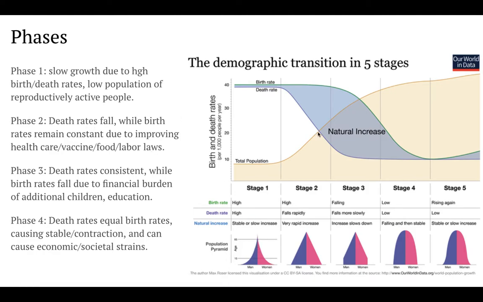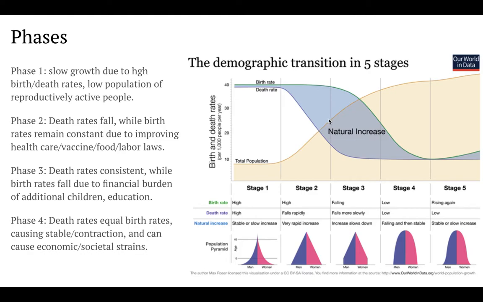Now, phase 2 is where we start to see death rates fall, while birth rates remain constant. This is our very rapid increase phase. This is often due to improving healthcare, vaccination, food, labor laws that protect children. The population is going to have its most rapid rate of increase in stage 2.